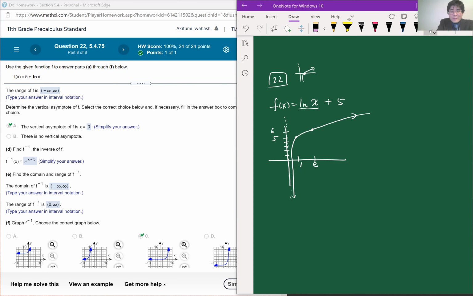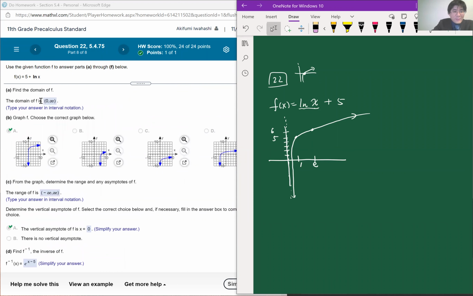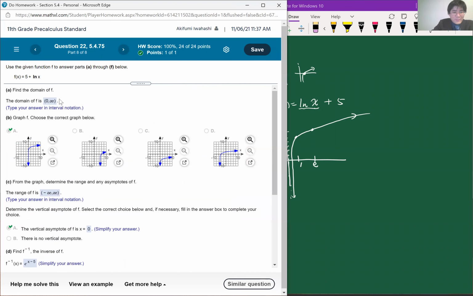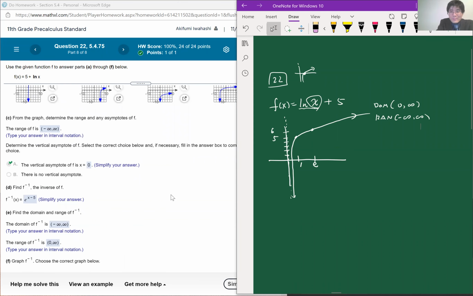Okay. Now looking at the graph, it could take any values for y. So the range is -infinity to infinity. The domain is 0 through infinity. Yeah, this must be positive. So the domain is 0 through infinity. Okay, the range is -infinity to infinity. It includes every possible value here. Now the vertical asymptote is x equal to 0, or you can say the y-axis.